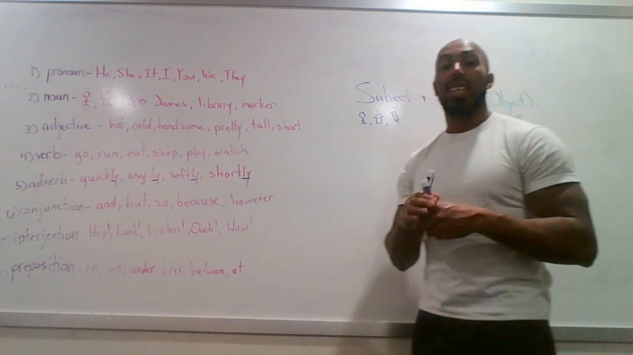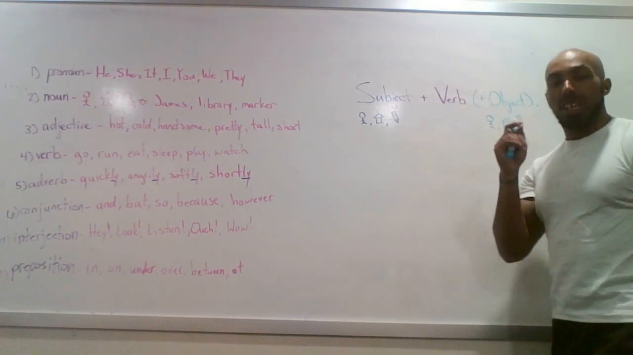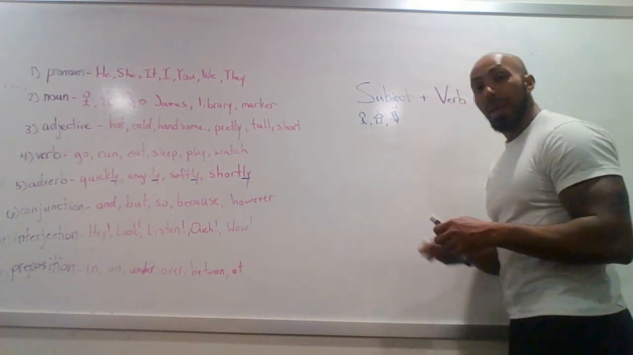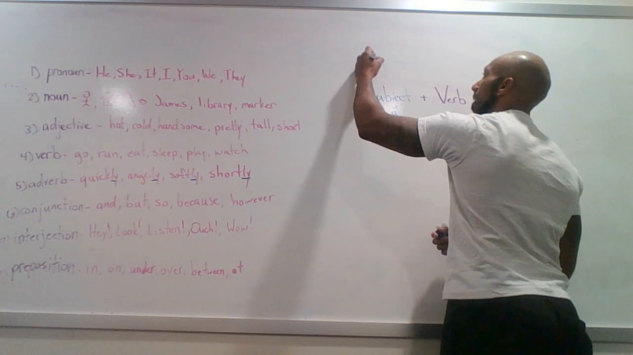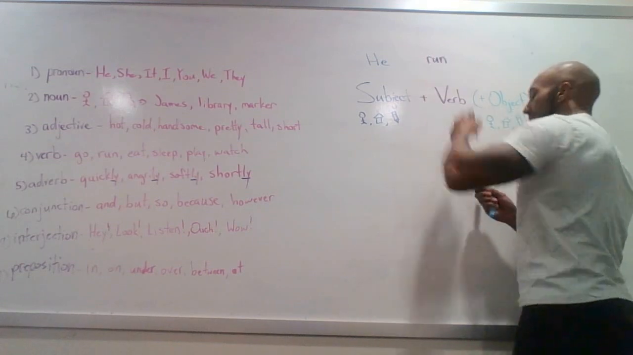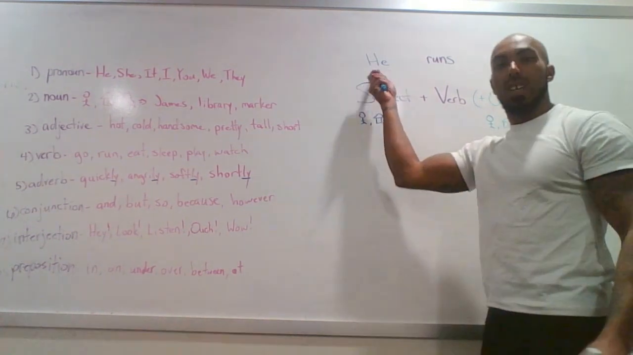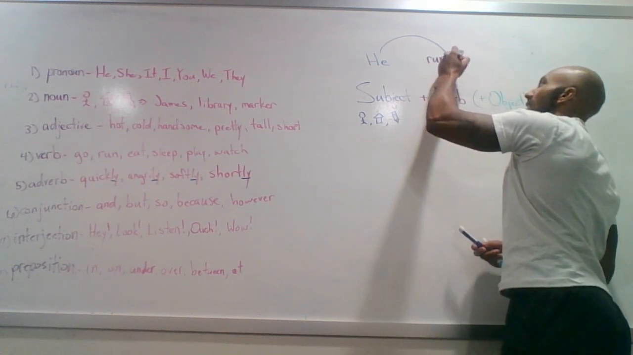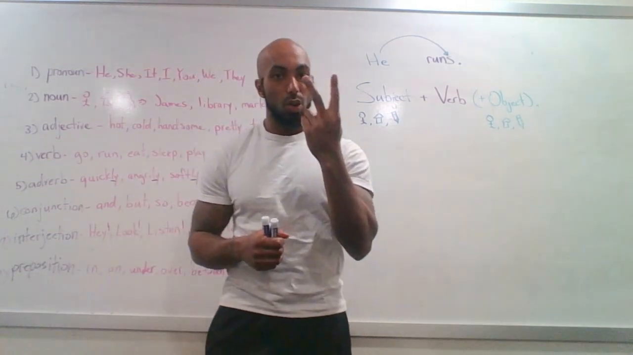Now, some sentences can have a subject, a verb, and an object, but you don't need an object to make a good, complete sentence. Okay? For example, an example of a sentence with just a subject and a verb would be something like this. He runs. Now remember, because of third person singular, if we have a he, we need to add an S to our verb. Okay. Now, this is a complete and good sentence in English. It can be as simple as just two words.